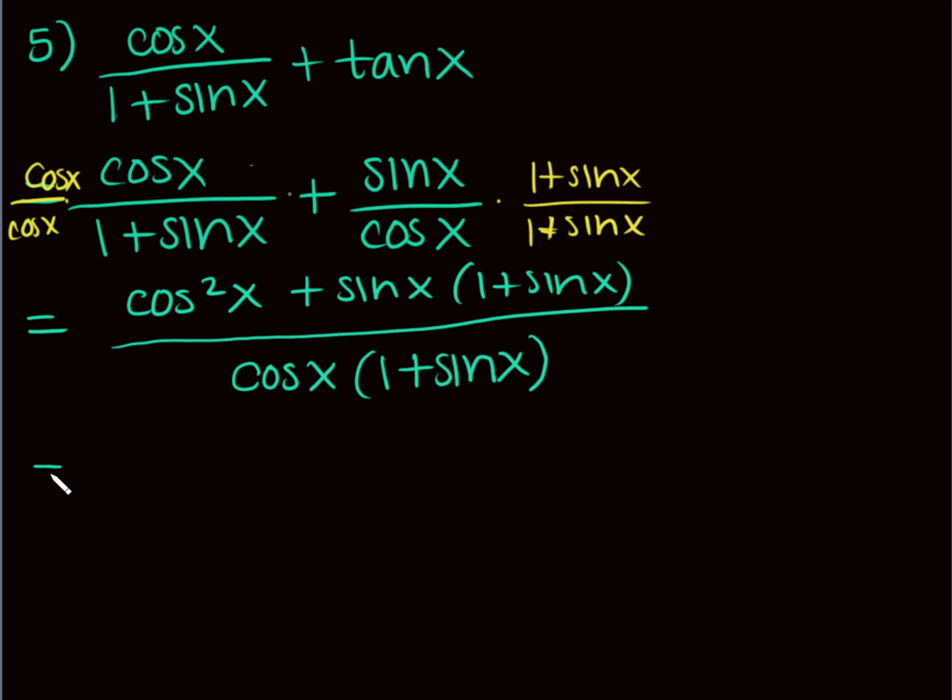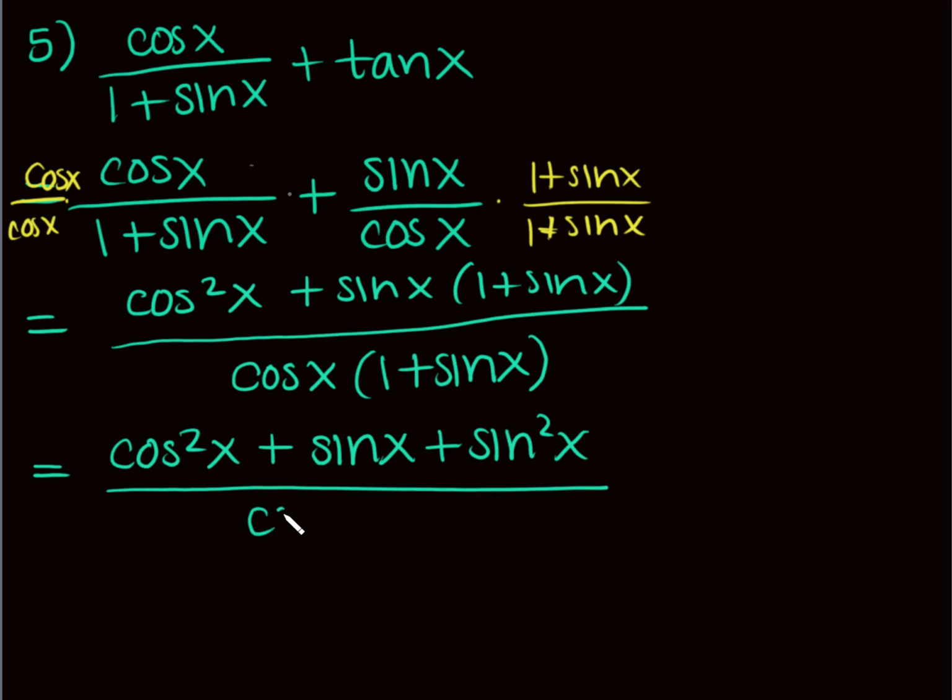So let's see what happens on the top. I'm left with cosine squared. I'm going to take that sine through, so I'm going to have plus sine of x, take the sine through to the other one, and then I get plus sine squared of x. Yeah, this is going to be good. All over cosine of x times 1 plus sine of x. You guys, look at what we have. I have a cosine squared plus sine squared.